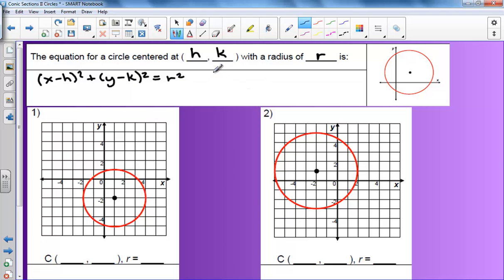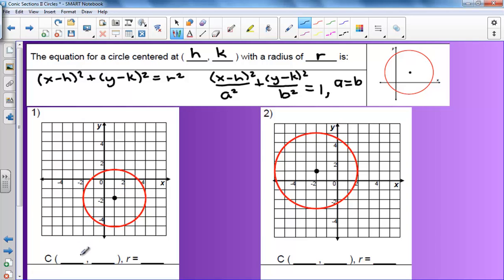The other way we're going to look at this is as (x minus h) squared over a squared plus (y minus k) squared over b squared equal to 1. And in this particular situation, a and b will be the same number for it to be a circle. And you'll see with ellipses and hyperbolas that a and b in those cases are not necessarily the same number.